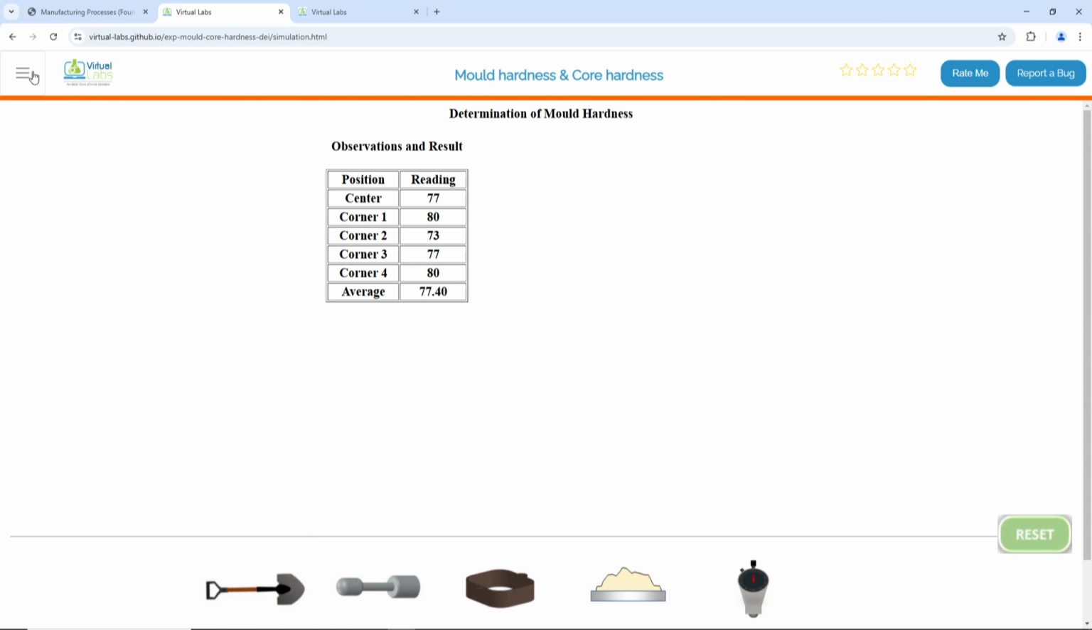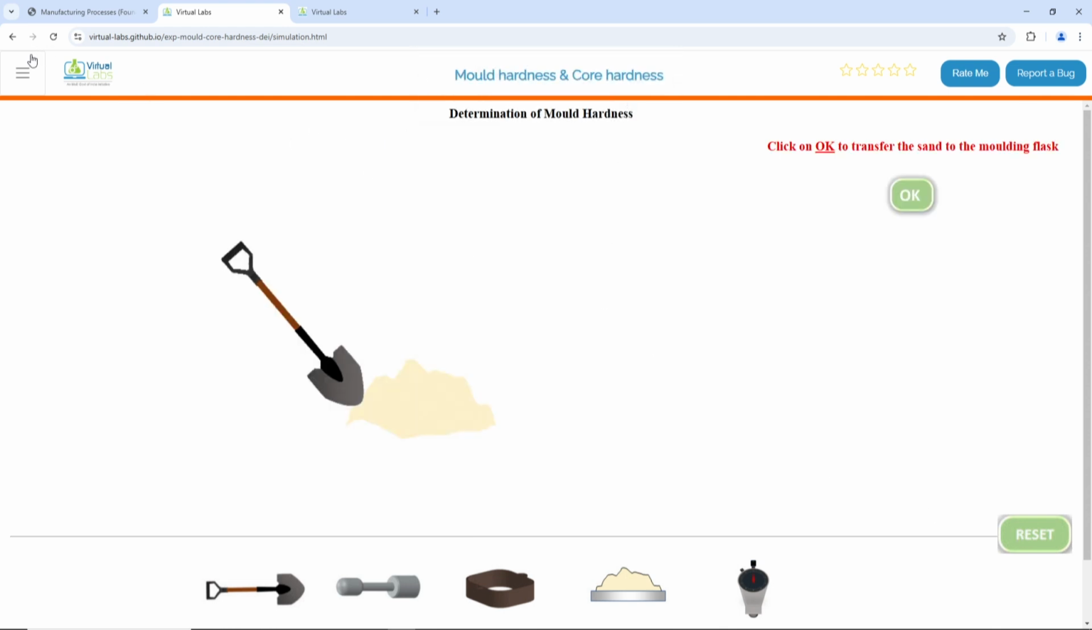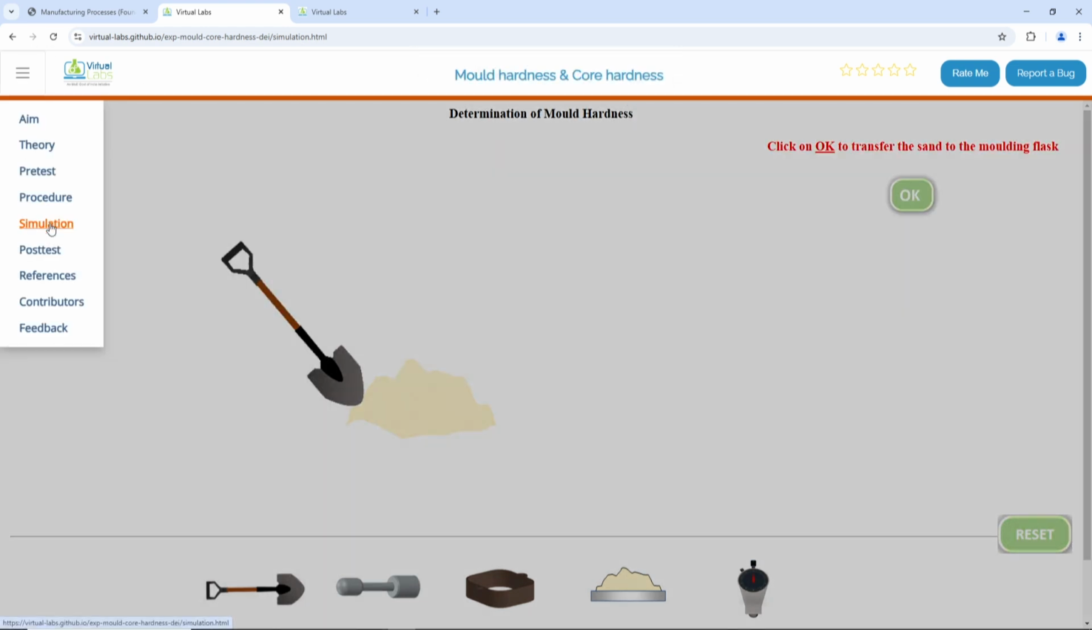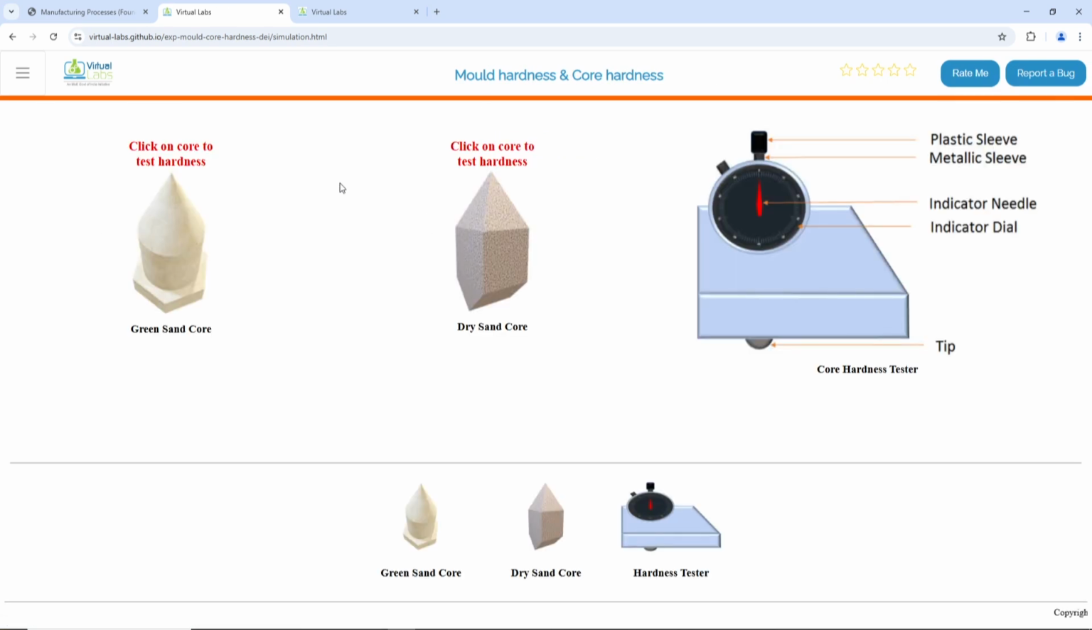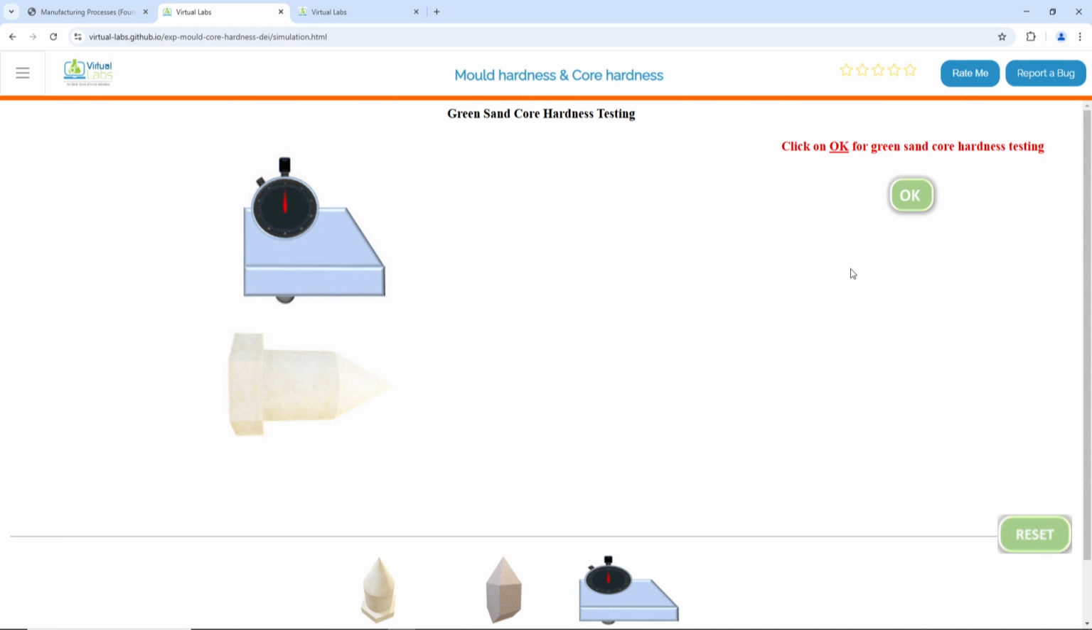I will also talk you through the core hardness simulation. So, these are 2 cores, a green sand core and a dry sand core, which are used, and this is the core hardness tester. Let me pick the green sand core.